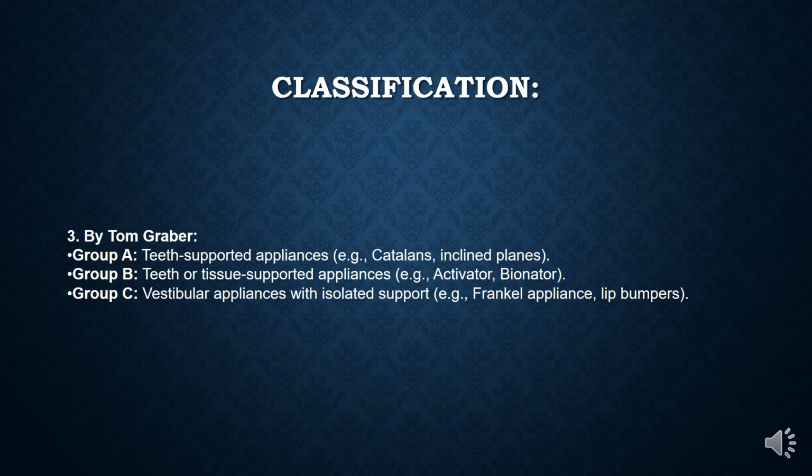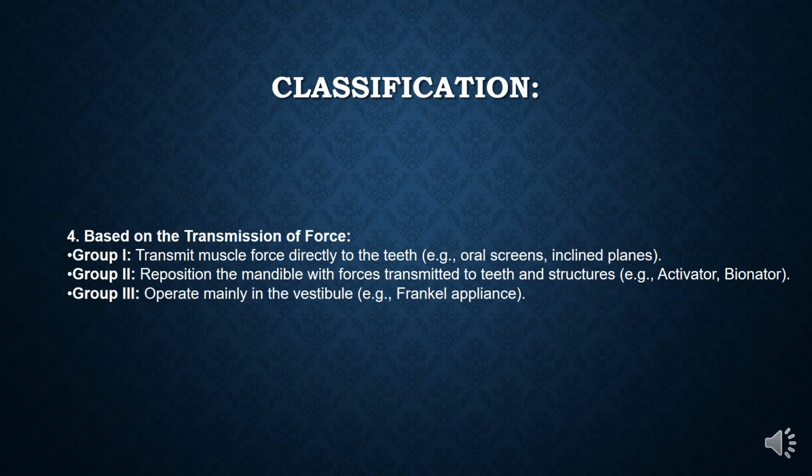Group B are the tissue or teeth-supported appliances. Example activator, bionator, etc. Group C are the vestibular positioned appliances with isolated support from tooth or tissue. Examples are oral screens, Frankel appliance, and lip bumpers. Fourth classification is based on the transmission of force. They are classified into Group 1, 2, and 3. Group 1 appliances consist of appliances that transmit the muscle force directly to the teeth for the purpose of correction of the malocclusion. Examples include oral screen and inclined planes.